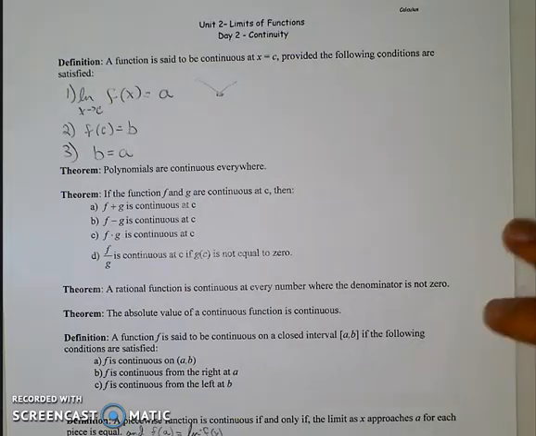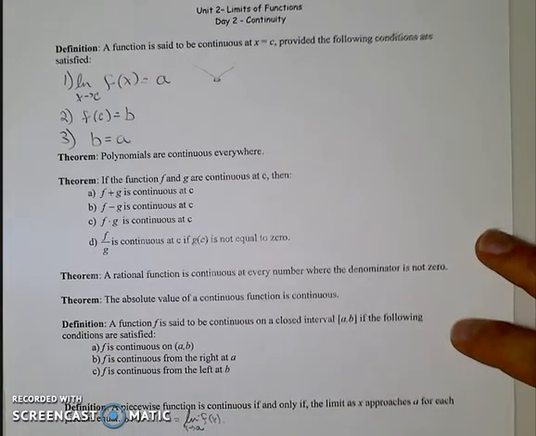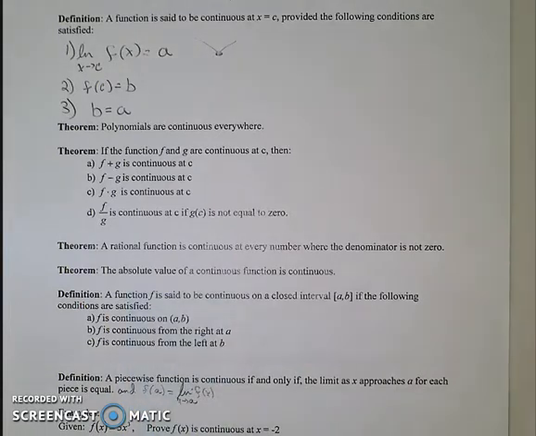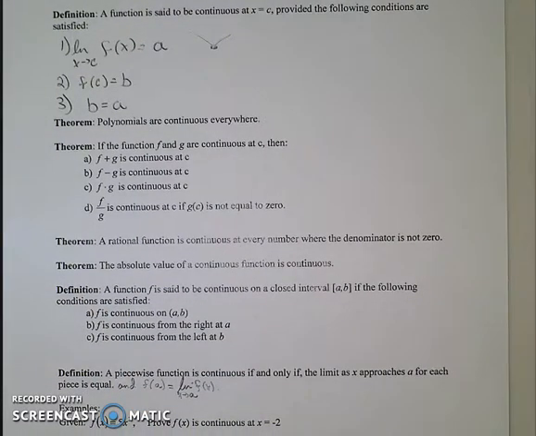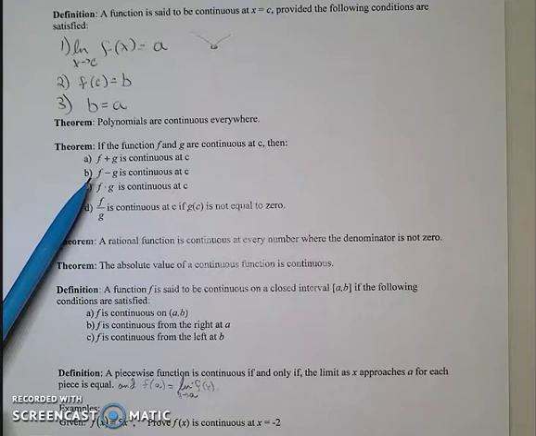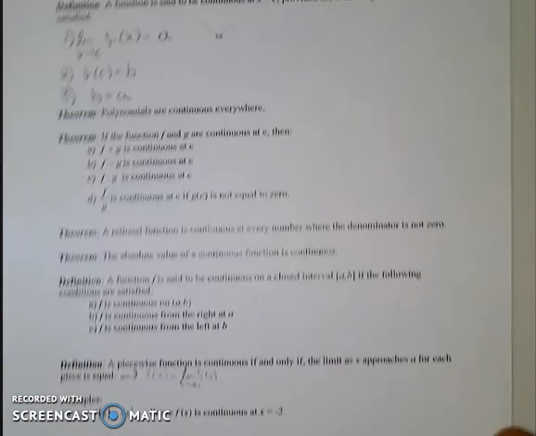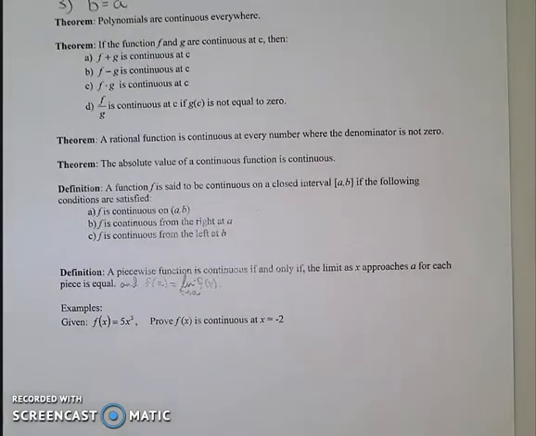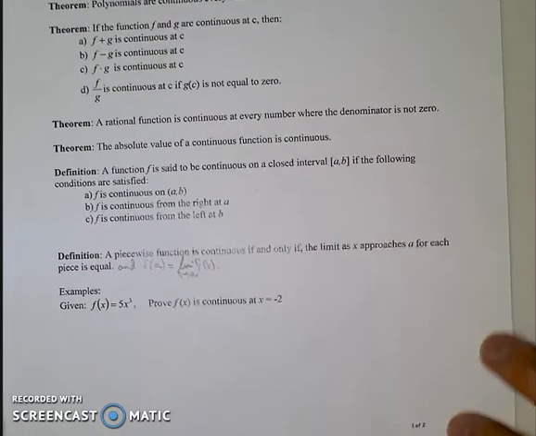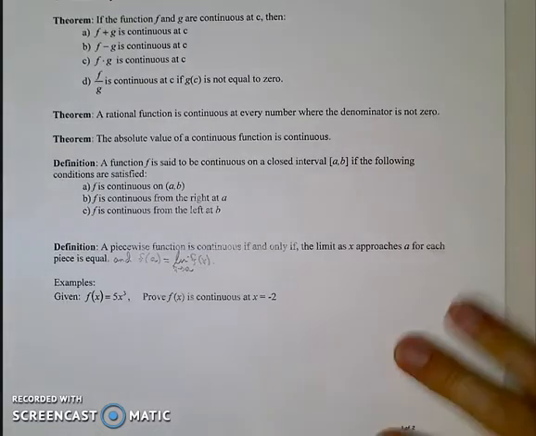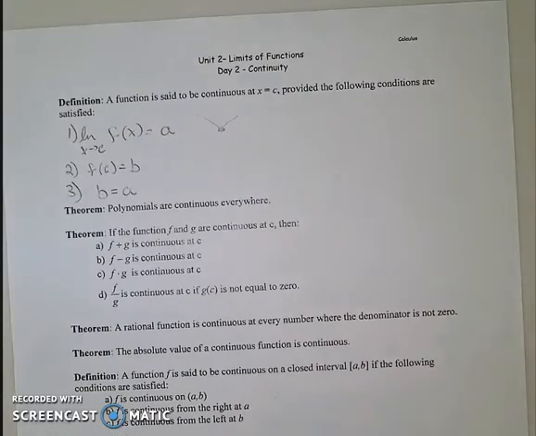I have a bunch of theorems here that you guys can read on your own, but we've talked about this. A rational function is continuous everywhere the denominator is not 0. Polynomials are continuous no matter whether we add polynomials, no matter whether we subtract, multiply, or divide. Granted that g is not 0, there everything is continuous. And so we now need to prove that something is continuous based on these 3 stipulations.